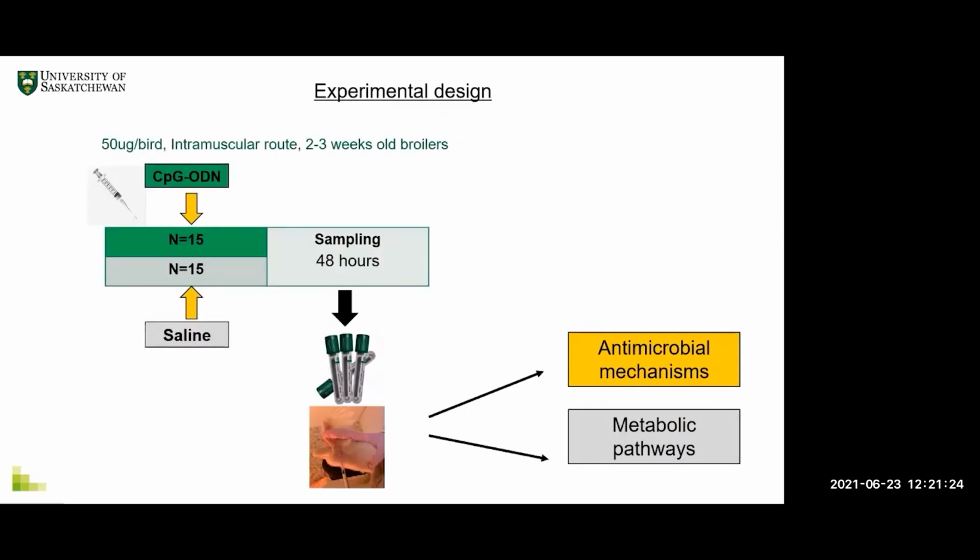So this was our experimental design. We had two groups of 2 to 3 week old broiler chickens, and one group was injected with CpG-ODN at the dose rate of 50 microgram per bird by intramuscular route, and the other group was injected with saline as the control group, and blood samples were collected after 48 hours of injections, and the samples were processed to measure the antimicrobial activities and metabolic pathways of immune cells.